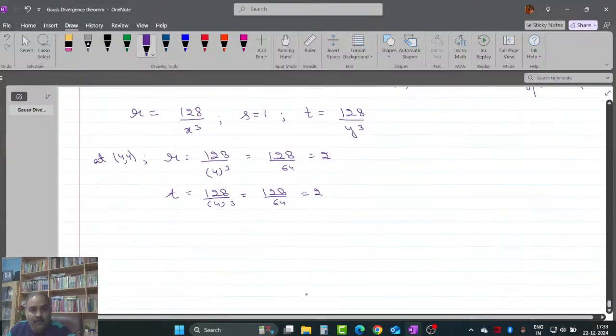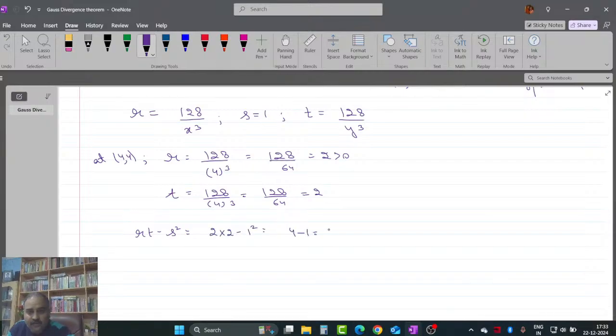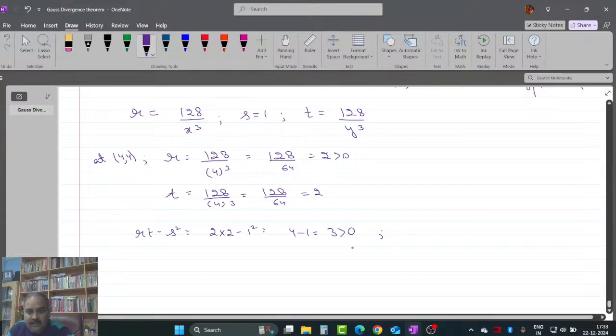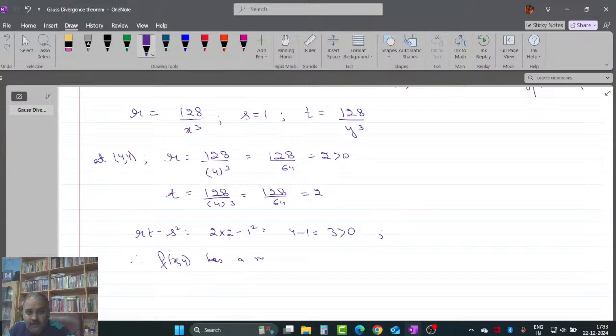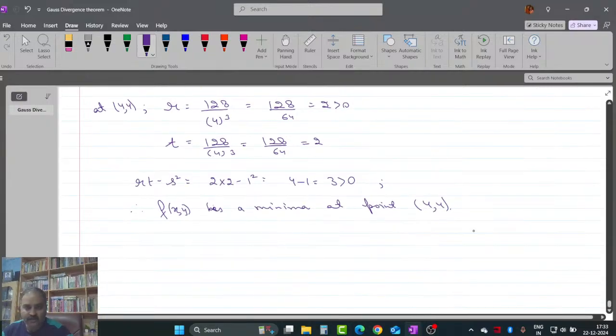So here r is positive. Therefore rt minus s square, that means 2 into 2 minus 1 square, so 4 minus 1, that is 3. It is also positive, as well as r is also positive. So that means the given function f of x y has a minima at the point (4, 4). So we have found that the function has a minima at (4, 4).